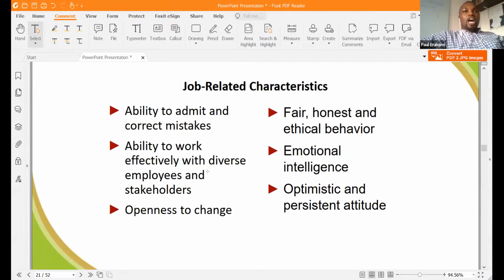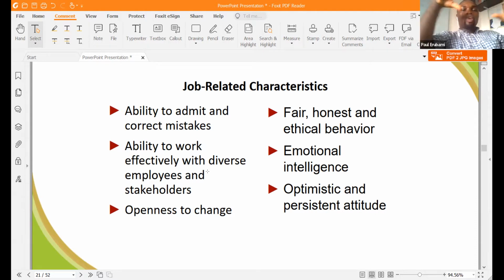Job-related characteristics. So basically here, what we are talking about, people have skills, and apart from skills, people have behavioral attributes, right? Their way of life, the way they react to things, their emotional intelligence, their openness to change. Although it's very, very hard to actually measure during a job interview, those are some of the traits we are looking for. If I'm trying to employ somebody that will manage money, for example, the person should be fair, should be honest, and have some ethical behavior. When I'm trying to employ somebody that is going to interface with customers, for example, that person must have very high emotional intelligence.